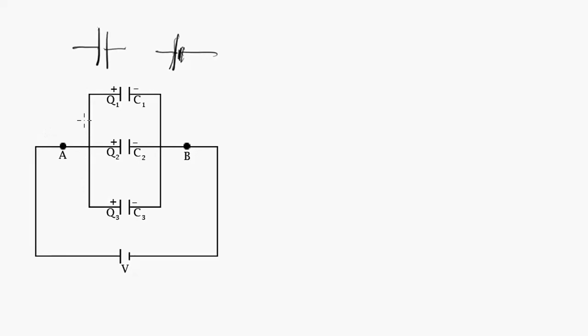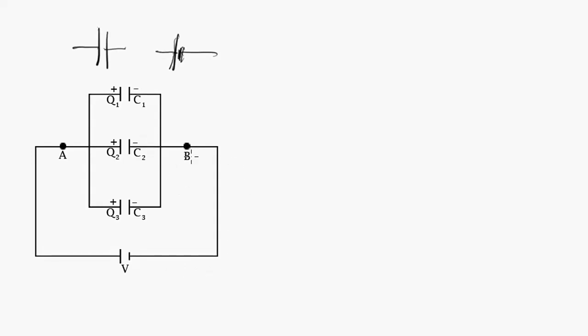If you look at this, this is a connection in parallel. I have the first capacitor here, the second capacitor here, and the third capacitor here. When you observe this, you will see that all the left hand plates are connected to A, and all the right hand plates are connected to B. The positive charge from the battery is coming down towards this, and the negative charge from the battery is coming down towards this.